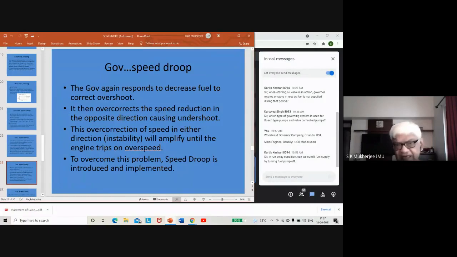If it then overcorrects and the speed reduces in the opposite direction, causing undershoot, that means the RPM either goes above the required limit or it goes below the required limit. Okay. This overcorrection of speed in either direction, which is instability, will amplify until the engine trips on overspeed. So in a generator, if you do not have droop, the engine is likely to go racing that side and again this side, again that side, till such time an overspeed trip device completely separate from the governor will trip that engine. So to overcome this problem of hunting and overspeed, speed droop is introduced and implemented.